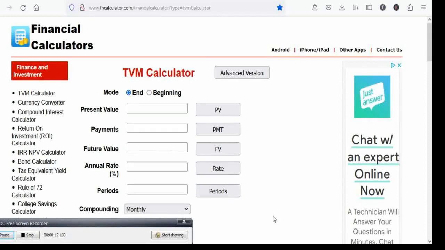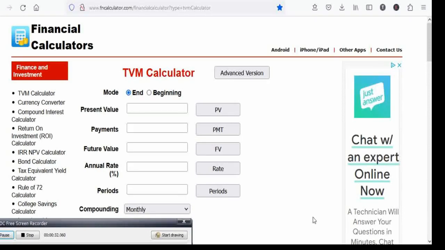So in this video I'm going to show you the mechanics of discounting a mortgage note. For this exercise I'm going to be using what's called a TVM, or time value of money, calculator.